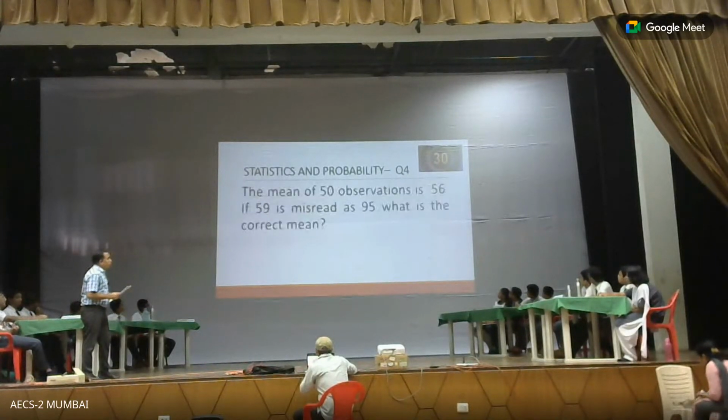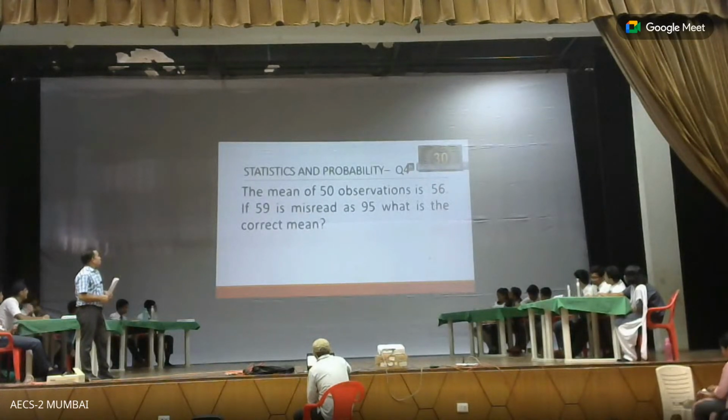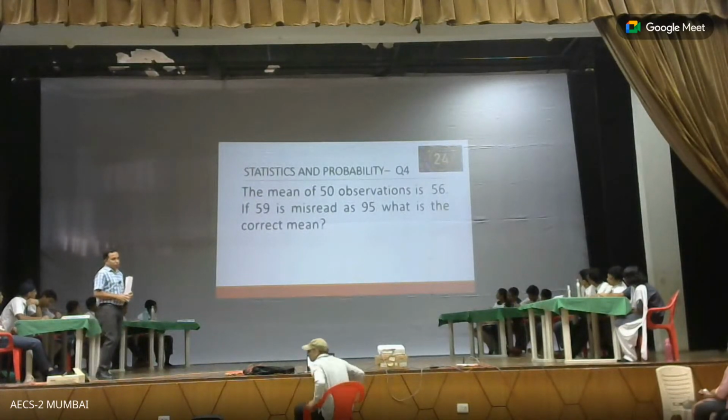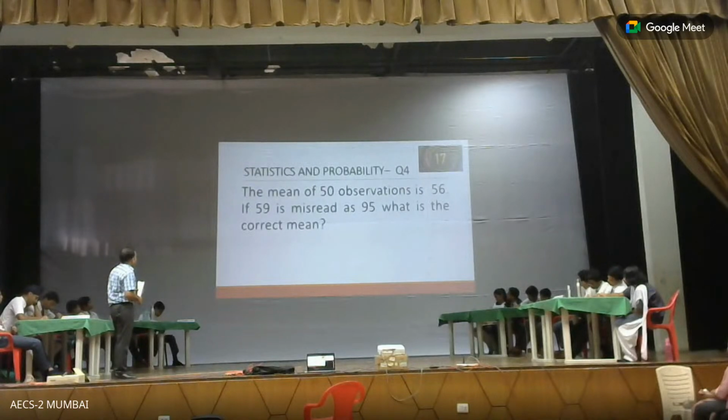Fourth question. Shakuntala, for you: the mean of 50 observations is 56. If 59 is misread as 95, what is the correct mean? And your time begins now. The mean of 50 observations is 56. 59 is misread as 95. What is the correct mean?